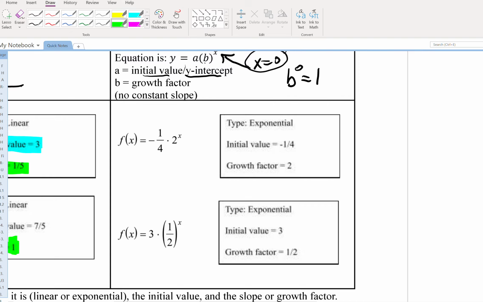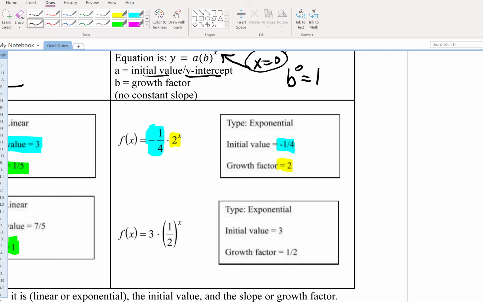Exponential equations. Here, let's look. The initial value here is -1/4. That comes from this part right here that does not have the variable with it. And then your growth factor, 2, is that part right there that does have the x with it. And so if x is to the 0 power, you're raising 2 to the 0 power, that's 1. Once again, your initial value then is -1/4.